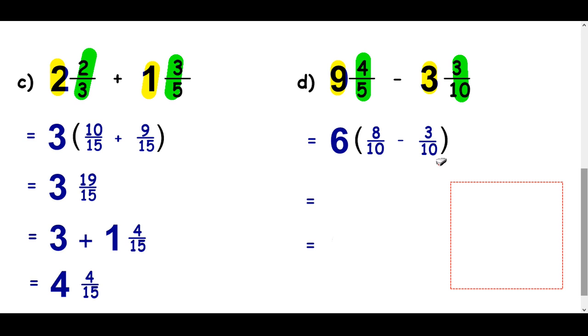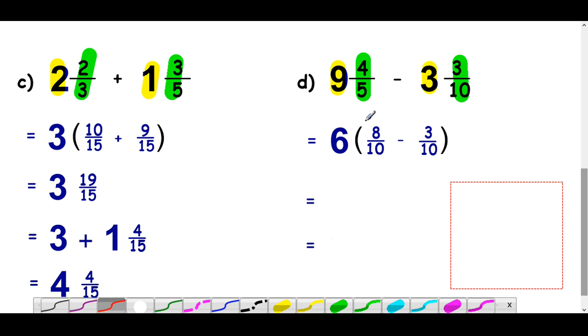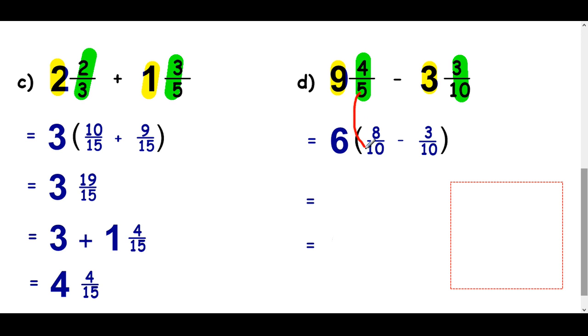So I'm going to show you how I did that. 3 over 10 doesn't change because it's already got a 10 there, but the 5 you're going to have to double up to get to 10. So the 5, times it by 2, but make sure you do the same to the top, times it by 2. And then we can pretty much do this. 8 over 10 take away 3 over 10, so that's 6 and 5 tenths. Watch that, it simplifies because 5 over 10 is the same as a half. They both divide by 5 and you go into a half.